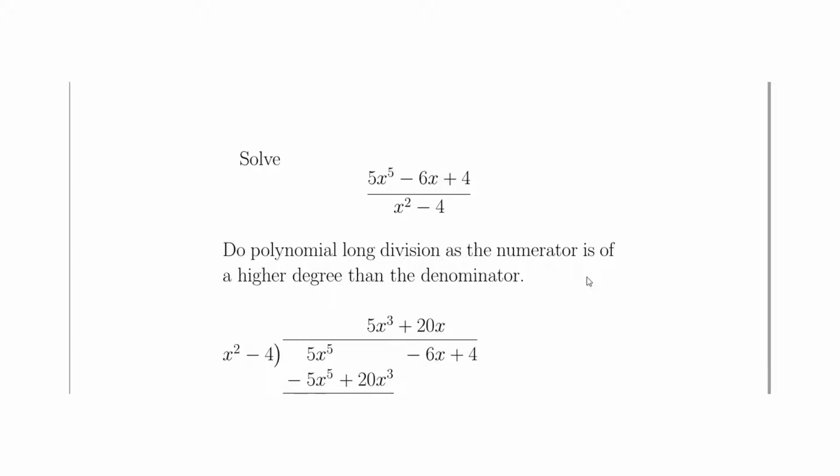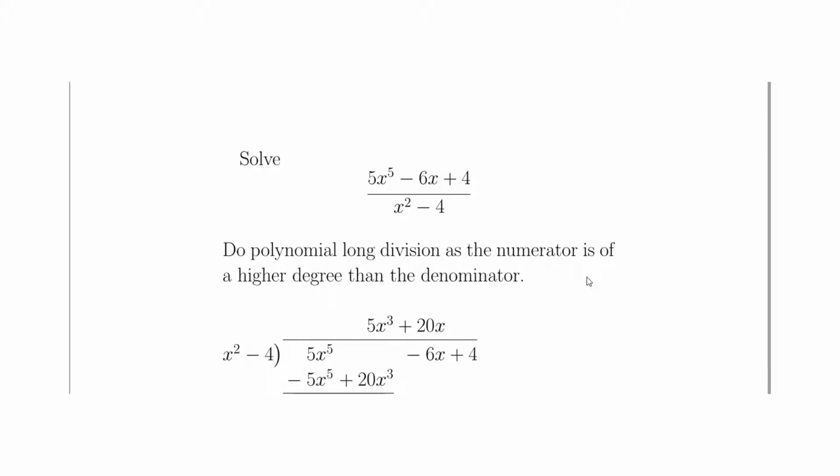So x squared into 5x to the 5. x to the 5 divided by x squared is x cubed, and obviously 5 divided by 1 is 5. So that gives us the 5x cubed at the top there. And if we don't worry about the minus 4 for the moment, we're not going to divide that into the 5x to the 5 because we can't do that anyway.